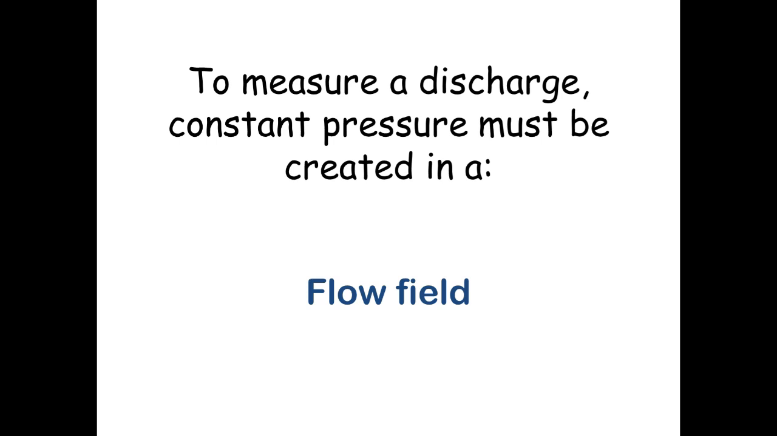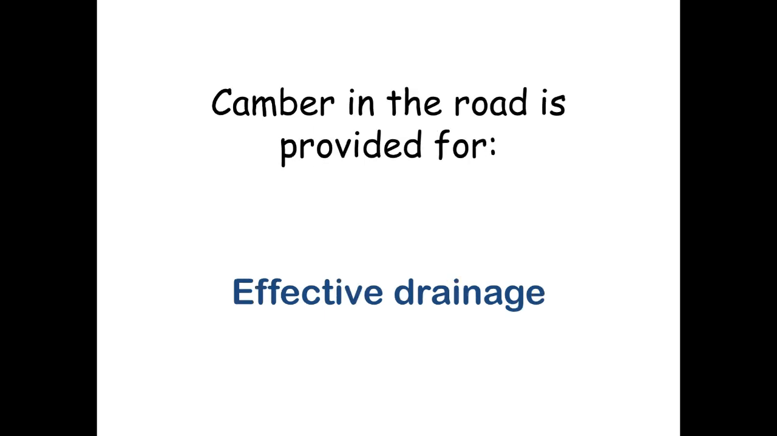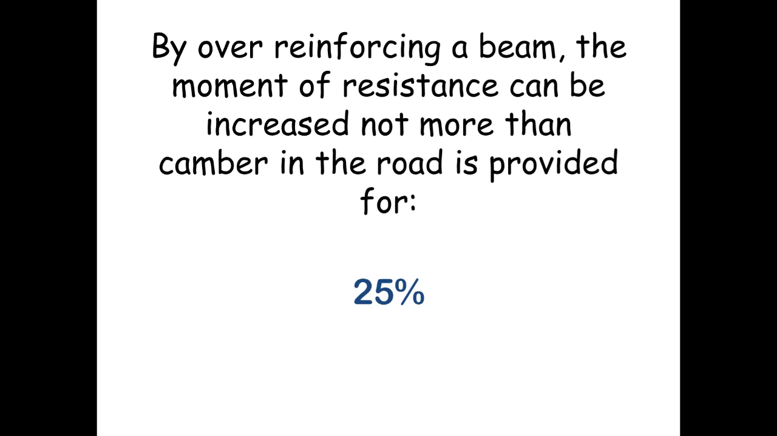To measure discharge, constant pressure must be created in a flow field. HGL represents sum of pressure head and datum head. Camber in the road is provided for effective drainage. By over-reinforcing a beam, the moment of resistance can be increased not more than 25%.